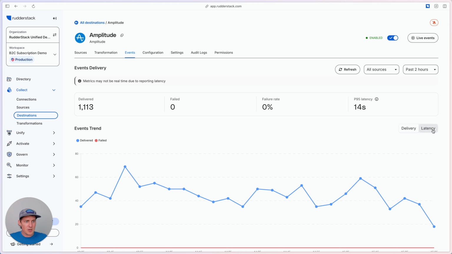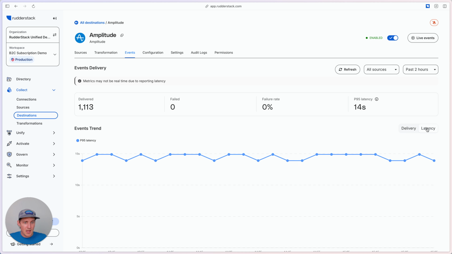We also show you latency over time. This can be really helpful for understanding sudden spikes or drops in latency that could be due to some outside factor. Again, that could be a spike in traffic or some sudden degradation of a downstream API.